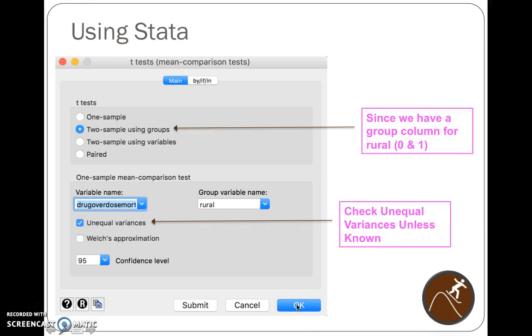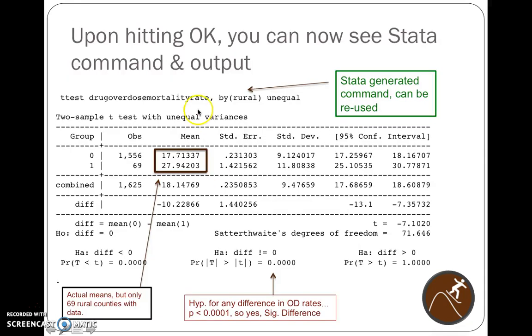So it's going to do a t-test on drug overdose rates by rural. There's the command. By hitting OK, you see the Stata command. It actually typed it out. The t-test, drug overdose mortality rate by rural, unequal. So you can reuse this. You could copy and paste this command and get rid of drug overdose mortality rate and do something else like obesity rate or life expectancy or whatever you want.